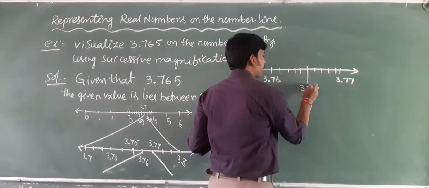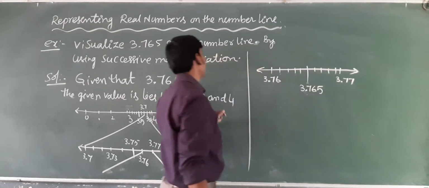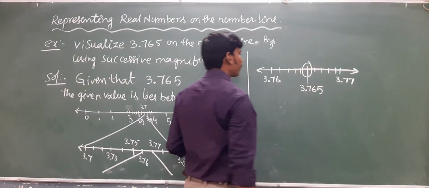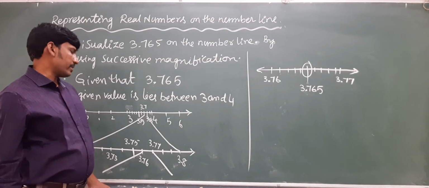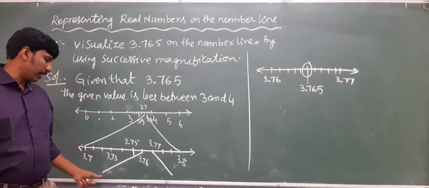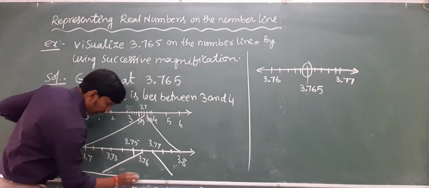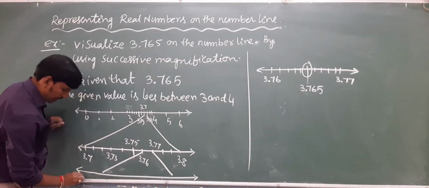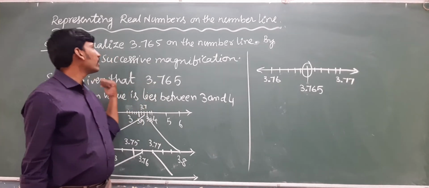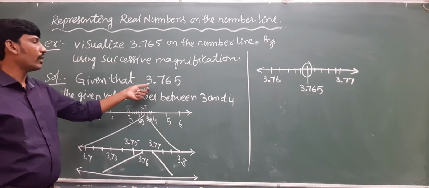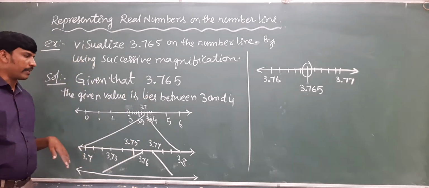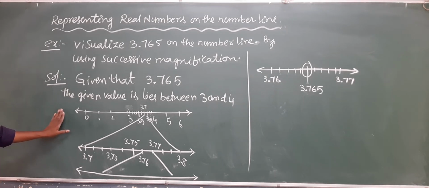This is 3.765. Clear, my dears? So we got 3.765 lies like this. That is successive magnification. We need to complete it. That number line you please draw here, then you will be able to understand easily. This is the process to represent a real number on the number line by using successive magnification. Do you understand that? Clear?